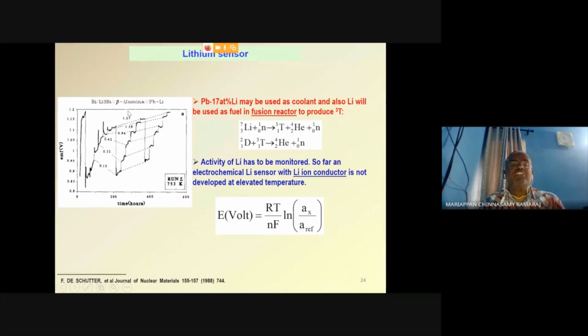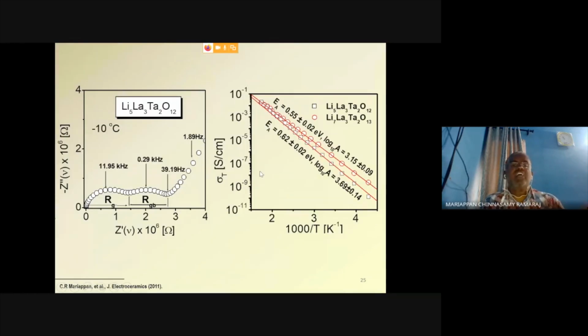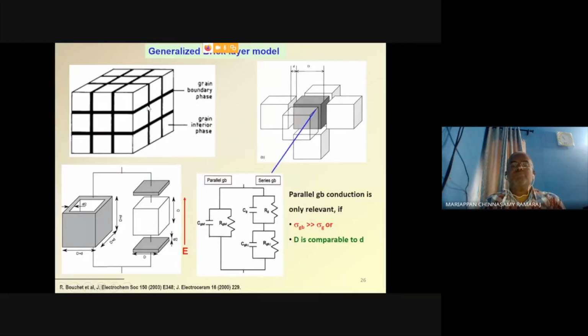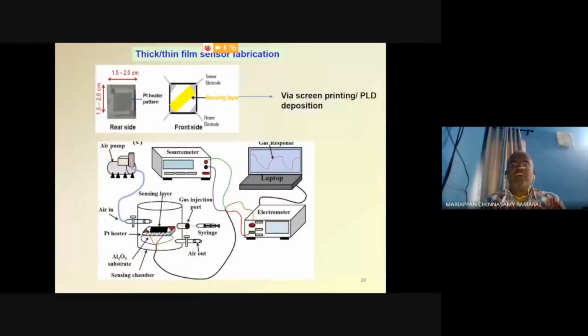Whatever they have done previously with the sodium, the beta alumina, there is a drift, because whatever lithium sensor we have, at high temperature it will not work. So only this very old sensor was developed and reported in 1988, and even then you can see the drift. So that is not perfectly developed. Still, people are working on it. We have also developed the sensor materials: lithium lanthanum tantalum oxide. But it still has to be fabricated into a sensor. That part has to be done.